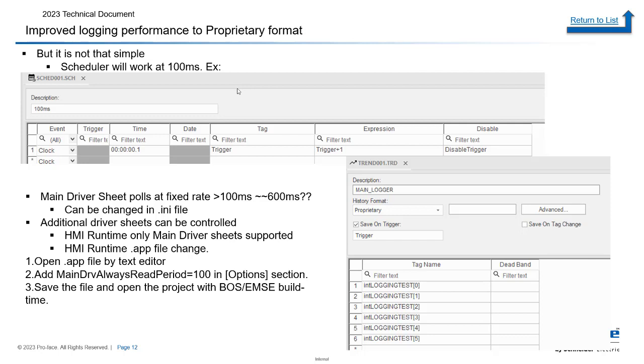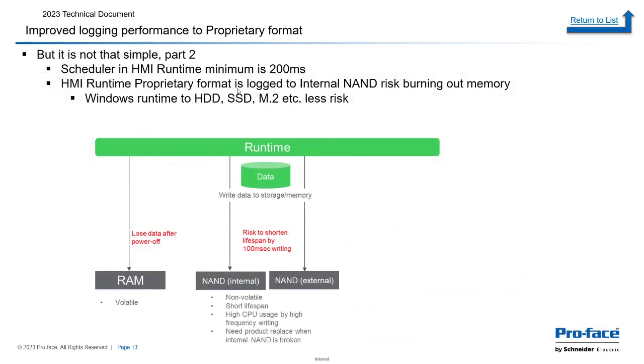And then you can see in here, in the HMI runtime, you can make a change in the .app file. We can change this read period to 100 milliseconds. Okay, all right. But a couple more points, not that simple. Part two, the scheduler in the HMI runtime minimum is 200 milliseconds. So what we're left with at this point is that we can get at best a 200 millisecond sample.